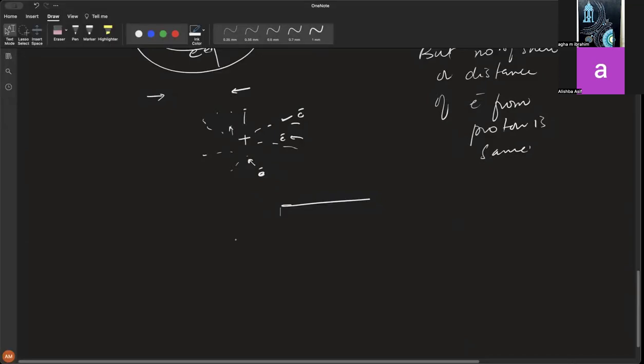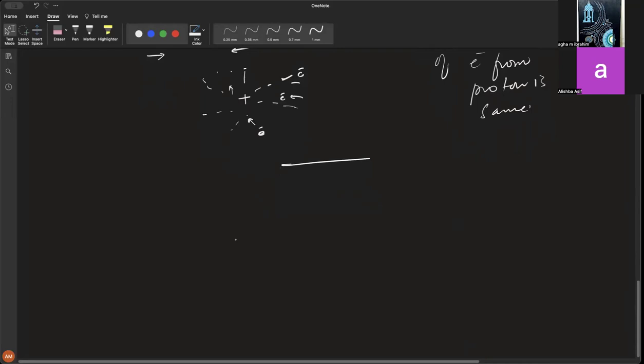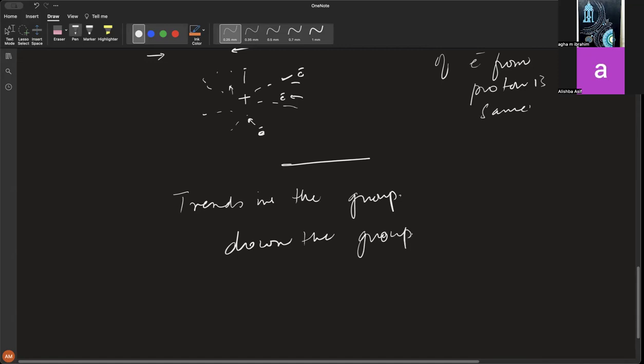All right, so let's move on to the next part, the trends in the group. What does this mean? It means down the group. Let's take group 1 as an example. The elements of group 1 are what?